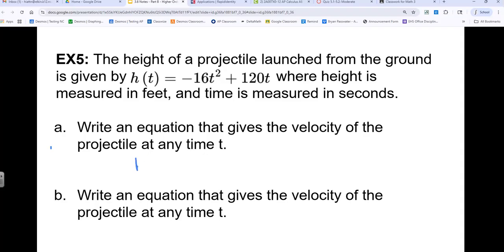Derivative. So h prime of t would be my velocity. I like to call it h prime of t and then say v of t. You're probably going to get by with just saying v of t on the AP exam, but this shows me you know those two are related. I took the derivative of h to get what I'm calling v, which is velocity. So that would be negative 32t plus 120.